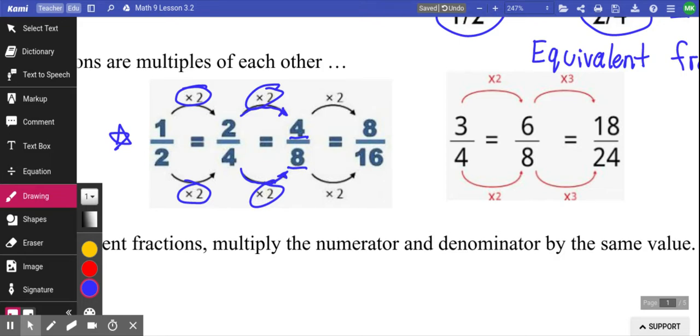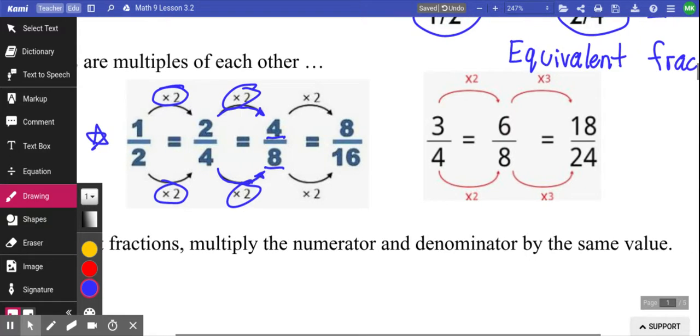It doesn't just have to be by 2. You could multiply by anything. So if you look at the second one, they started with 3/4. They created an equivalent fraction first by multiplying by 2 to get 6, multiply by 2 to get 8. And then they showed you could actually multiply by something else. They multiplied by 3 this time to get 24, multiplied by 3 to get 18. But they're still equivalent fractions as long as what you do to the top number, you do to the bottom number.